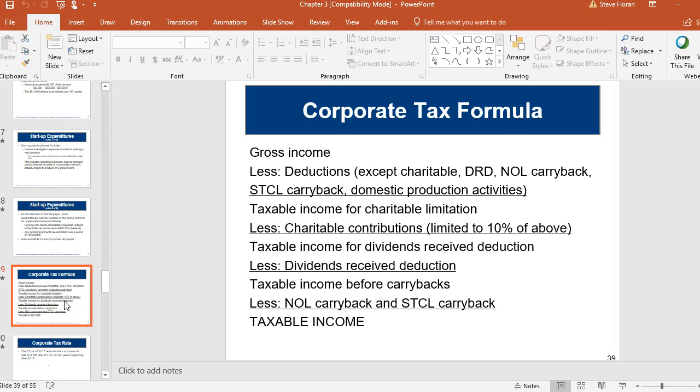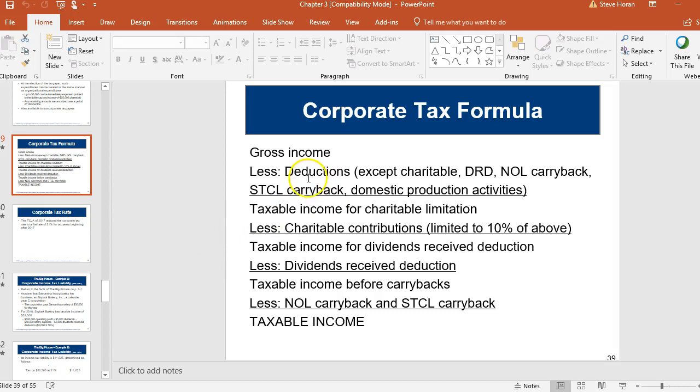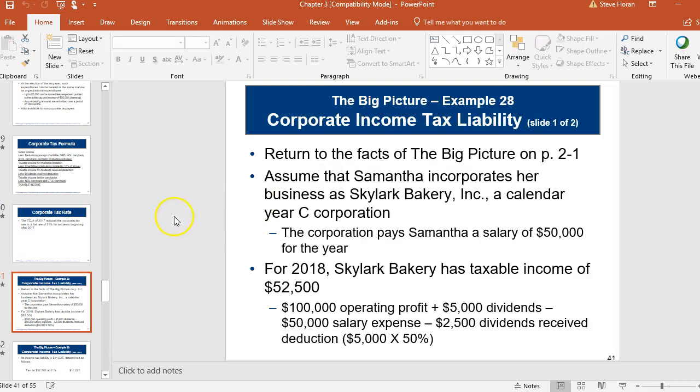Okay, and then we get to the corporate tax formula. Just a reminder of what that was; we had a picture of it earlier on. So my gross income, less deductions, gives taxable income for charitable limitations, and then we've got that 10% limit. Taxable income for dividends received, less whatever that deduction is, gives taxable income before carrybacks, and then net operating loss carryback and short-term capital loss carryback to get down to taxable income. The tax rate, as we talked about in Chapter 2, is now 21%, so that's pretty simple.